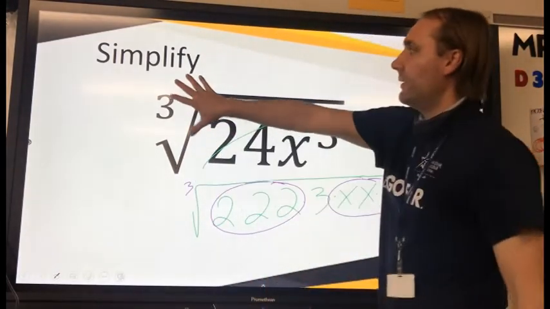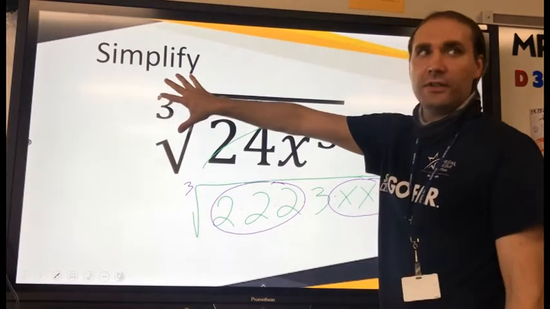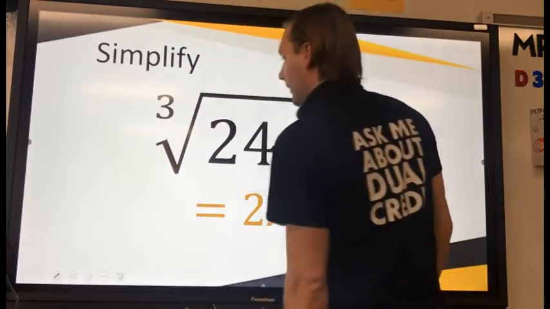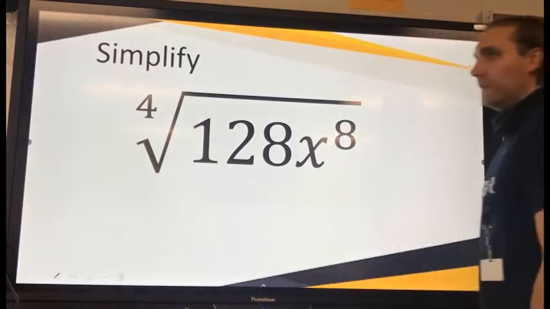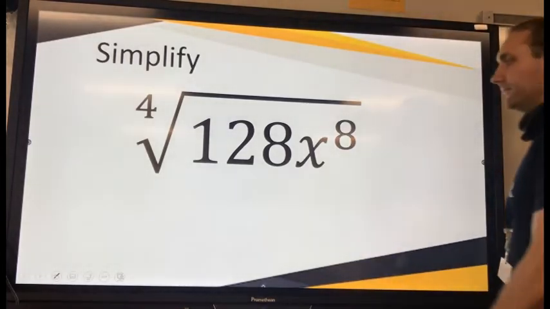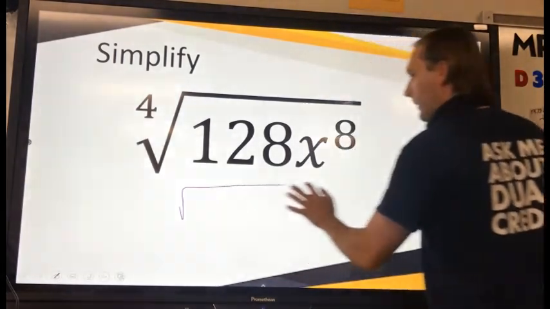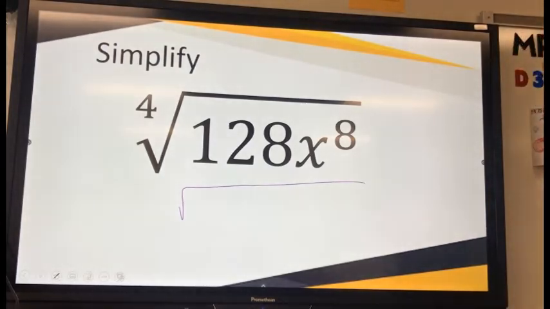So again, this number indicates how many of a kind you're looking for. So when it was 4, here we go, let's do a 4. 128 x to the 8th power. I'm gonna figure that one out.